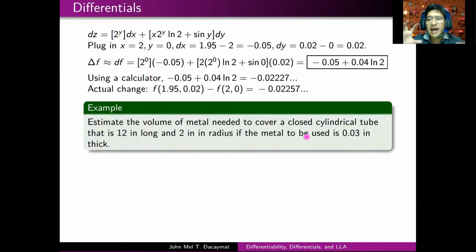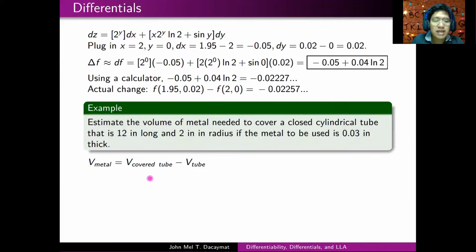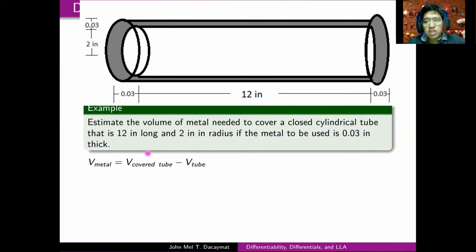So gaano kaya karami yung metal na kailangan mo? Given na yung metal is may kapal na 0.03. So, how do I measure the volume ng metal na ibabalot ko? Well, the volume of that metal is just the volume of the covered tube minus volume of the original tube. Meaning, kunin ko yung volume ng tube na may balot na metal, tapos kunin ko yung volume ng tube na walang balot. Yung difference nun, syempre, yung volume ng metal na nakabalot, di ba?